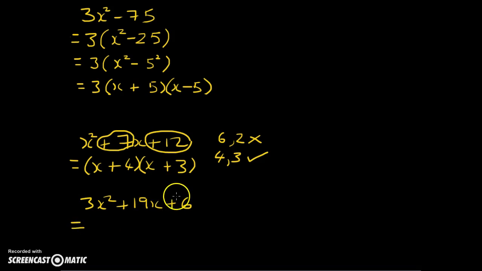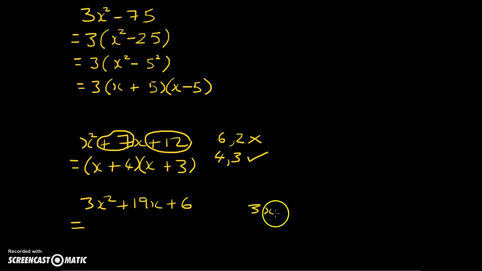Right, final example. Is there a common factor in this expression? No. Is it a difference of two squares? No. Is it a trinomial? Yes. Does it have a 1 in front of the x squared? No. Therefore we can't use the pattern method used up here. So we're going to use our table method.